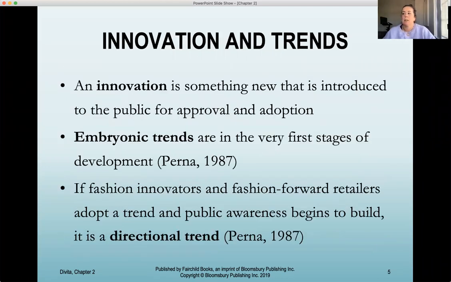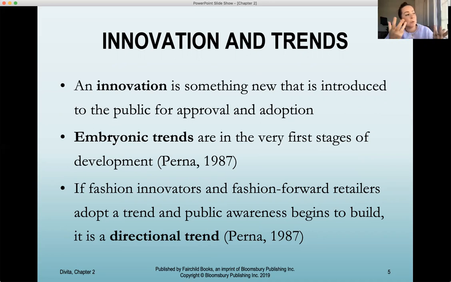Okay, so let's start with innovation and trends. An innovation is something new that is introduced to the public for approval and adoption. So this is something that has not been around in quite some time, whether it's a trend or a fad or a classic that hasn't had popularity in a while, or maybe has never hit the market and is introduced to the general public for their approval. First approval and then their adoption.